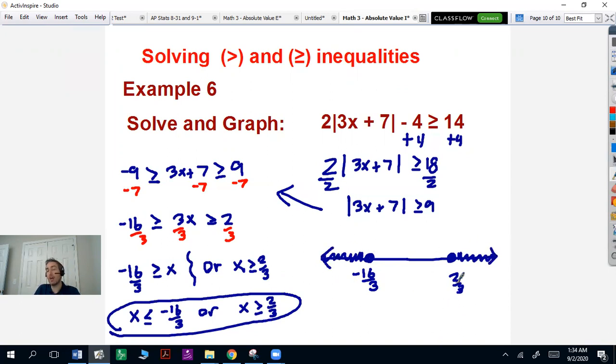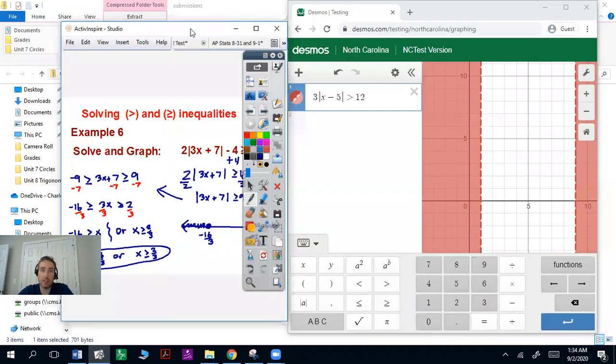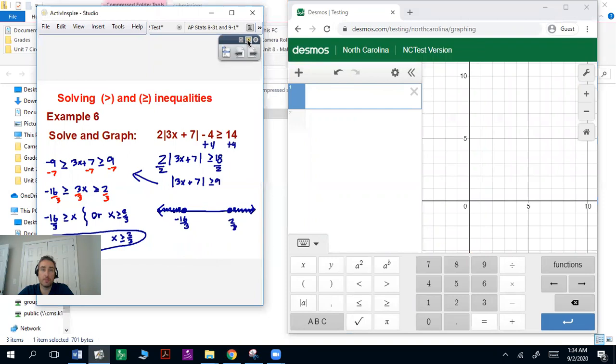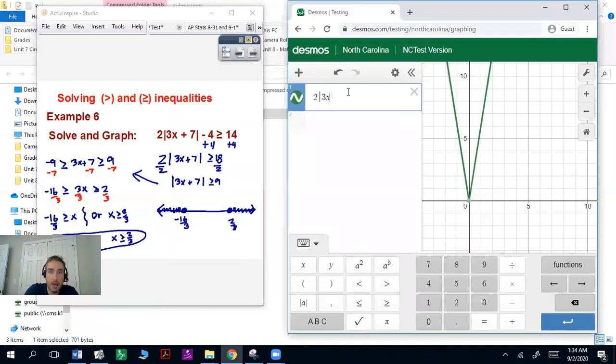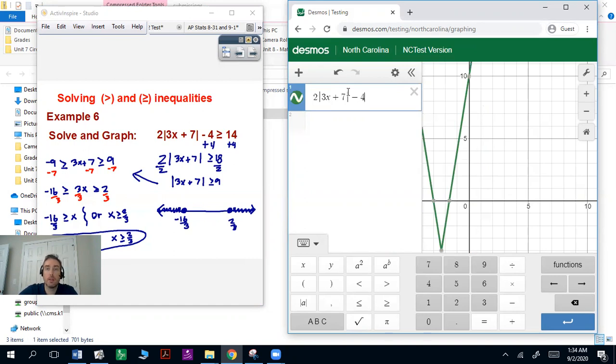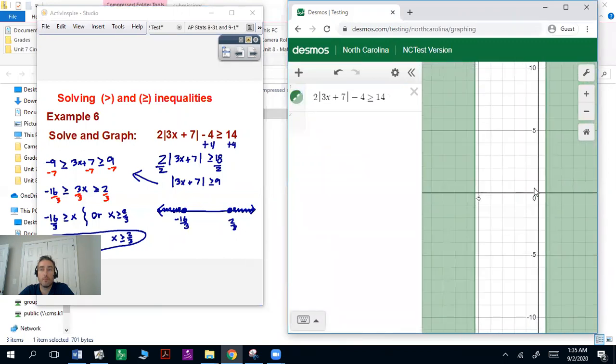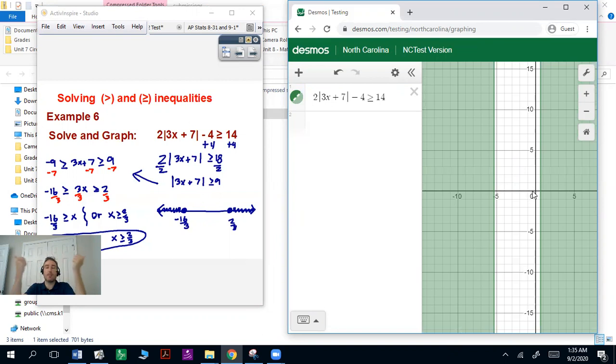So now let's graph it. Let's back it up with Desmos. Everybody should be graphing all of these in Desmos to verify what they look like. So I'm going to start with the original equation. Always go back to what you started with. 2 absolute value 3x plus 7, close absolute value, minus 4 is greater than or equal to 14. And if you notice it, it's shading in opposite directions. So we got the shaded part on the number line correct.